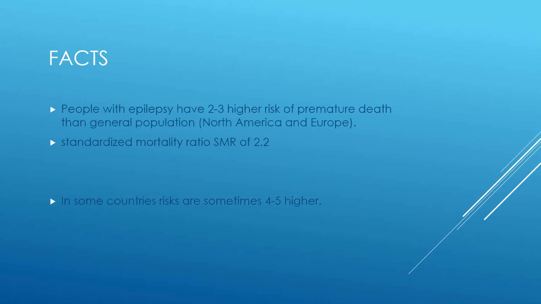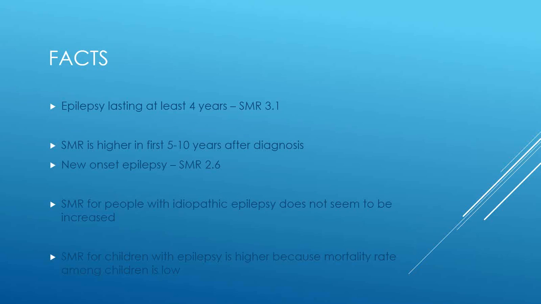People with epilepsy have a 2 to 3 times higher risk of premature death than the general population. And this is the number for North America and Europe. SMR is 2.2. However, in some countries, risks are sometimes reported as 4 to 5 times higher than the general population. However, this depends also on circumstances. In epilepsy lasting at least 4 years, SMR is higher at 3. It's also higher in the first 5 to 10 years after diagnosis. New onset epilepsy, for example, has an SMR of 2.6.